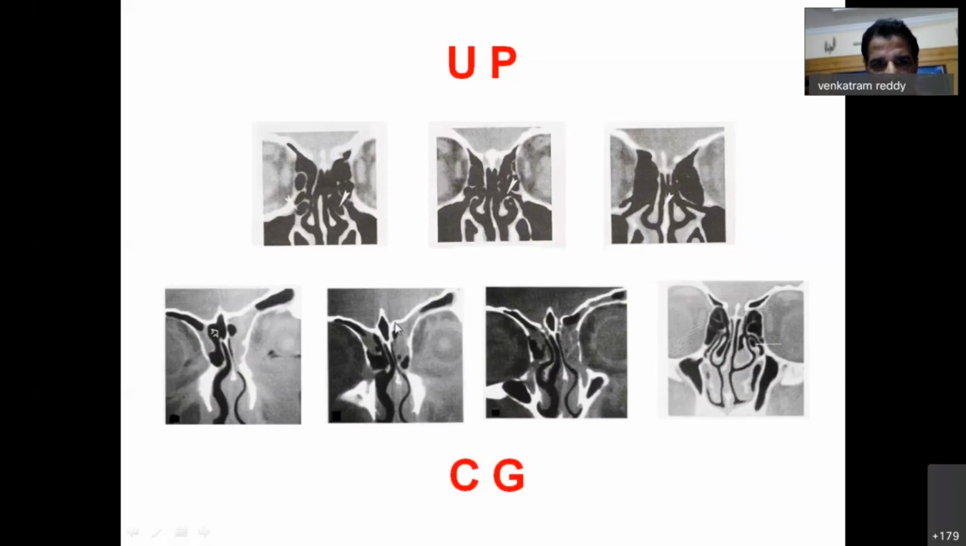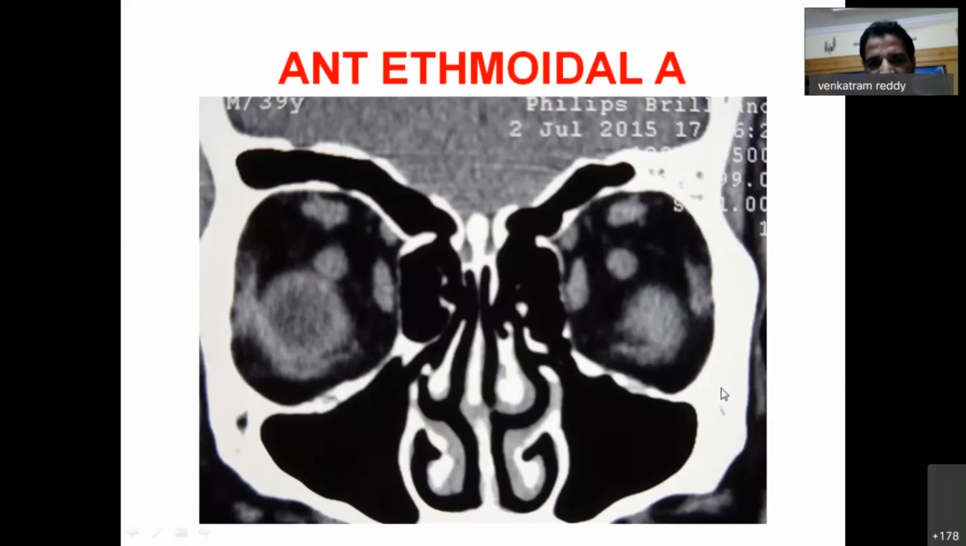And the crista galli pneumatization and opacification can block the frontal sinus outflow, and we need to break this crista galli cell and clear the frontal sinus outflow tract. Now this is uncinate process pneumatization, you can see, and in random CT scans you can find it very often.